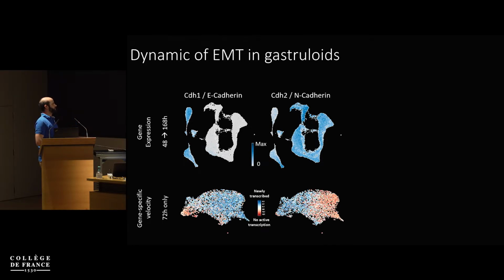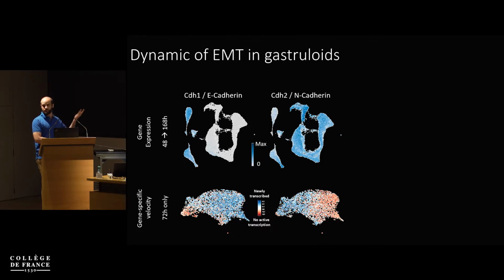So we focused on this because this seems to be the transition point between these two epithelial to mesenchymal states. And so here what we did is that we looked at the gene-specific velocity. So basically what we do here is that we look at the splicing patterns of genes in order to assess whether the gene is being actively transcribed or transcription has stopped. And so in red, you will see genes that have stopped transcribing actively, and in blue is when you have new transcription occurring.